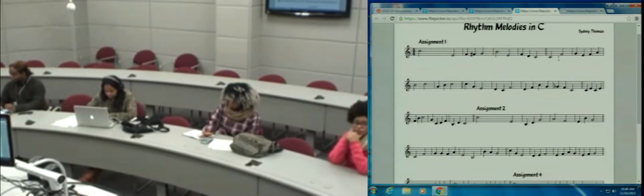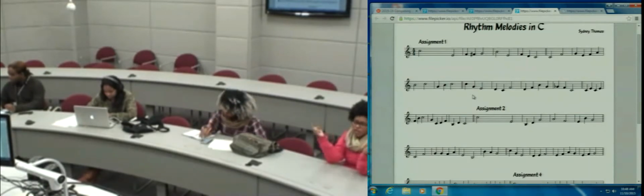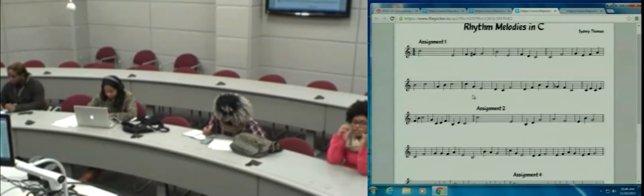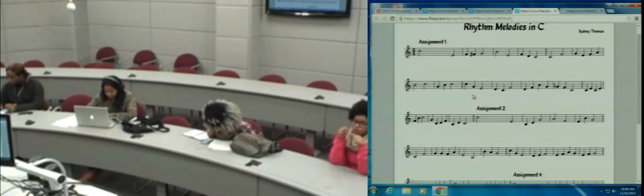Gotcha. Those are the 4 measure rhythms, and then assignment 4, it was an 8 measure thing, combining melodies from 1 and, well, we only did 1 and 2, so just combining lines from 1 and 2. So assignment 4, there's no new information in it. It's all information out of assignment 2.